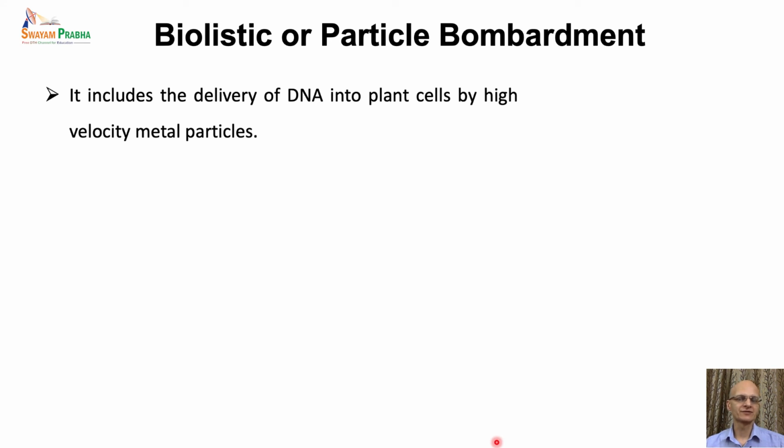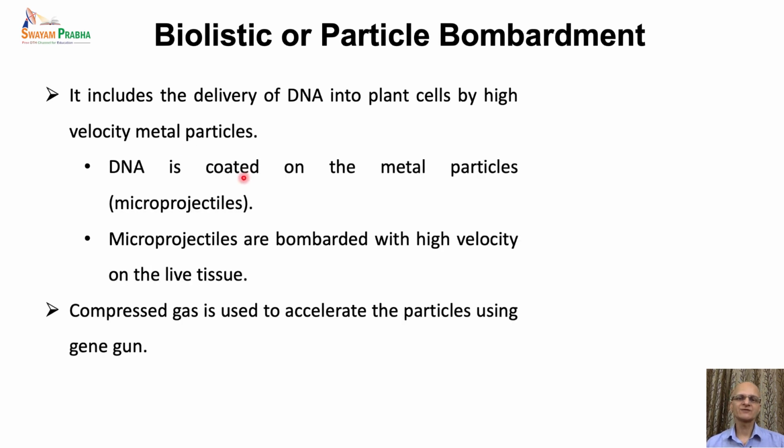Next is the biolistic or particle bombardment method. As the name indicates, it includes the delivery of DNA into the plant cells by high velocity metal particles. For this purpose, DNA is coated onto the metal particles, and usually gold or tungsten particles are used. However, palladium or platinum particles have also been used for plant transformation through biolistics.